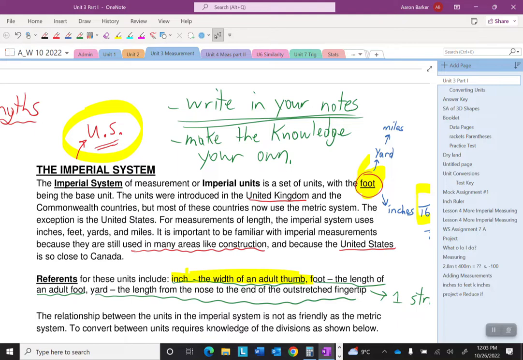You know the measurement of it, and you use it to kind of measure with your eyes, right? So for an inch, it's your thumb. What would be a good reference for a foot? Your foot, right? You just said it. So you use your foot.